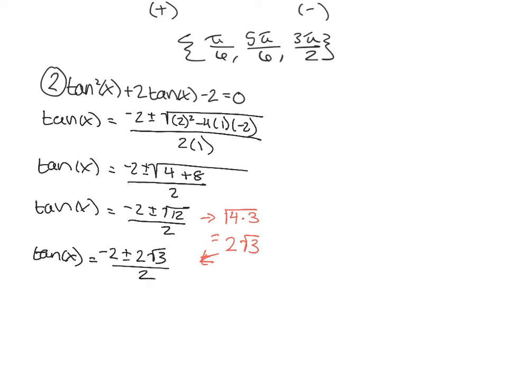over 2. Why was that important? The 2's cancel out. Yay, we love that. So when that happens, again, yes, was pumping my hands up in the air. When we do that, we get tangent of x is equal to -1 plus or minus square root of 3.